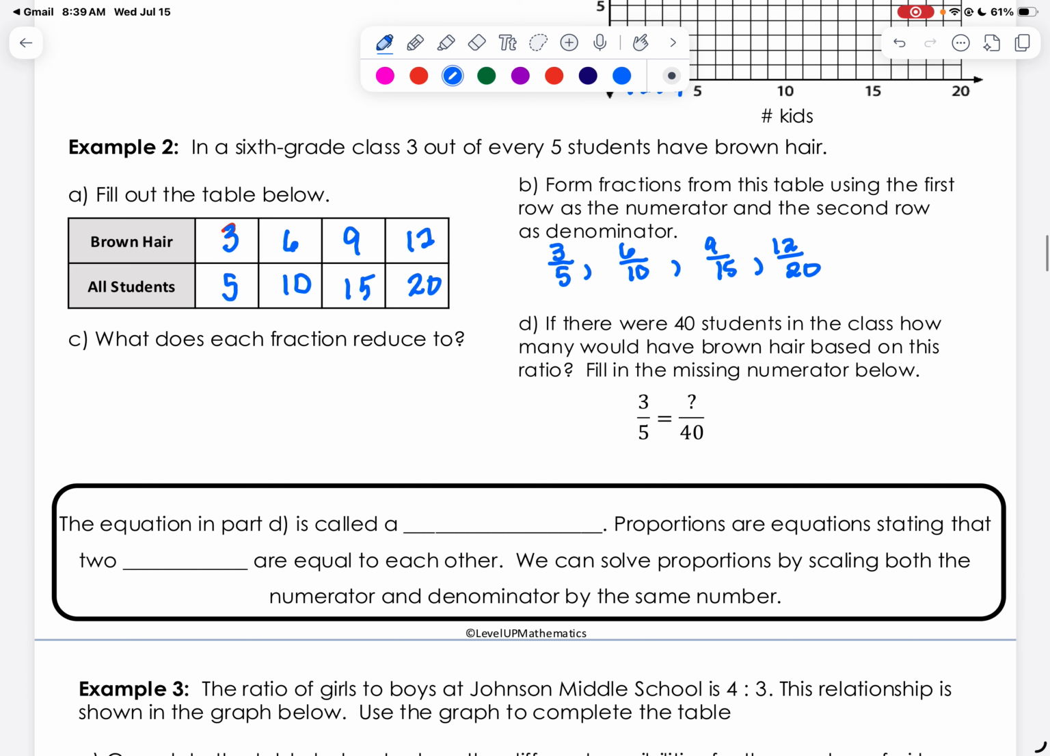All right, problem C. What does each of those fractions from part B reduce to? Think about it. All right, hopefully you said they all reduce to 3/5. 3/5 is our original ratio, or our most simple form ratio. Now, in part D, we're going to use that 3/5 to answer this next question. D, if there were 40 students in the class, how many would have brown hair based on this ratio? Fill in the missing numerator below.